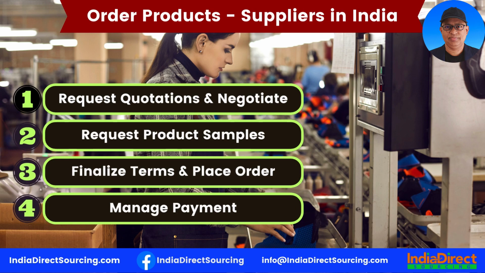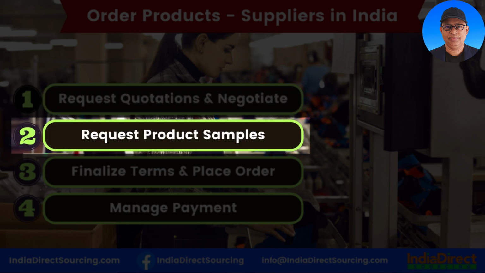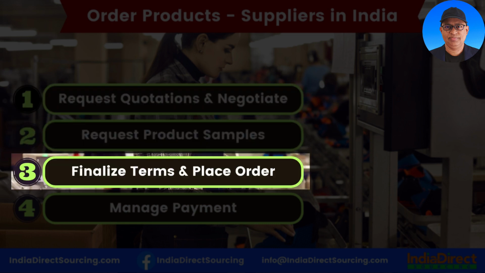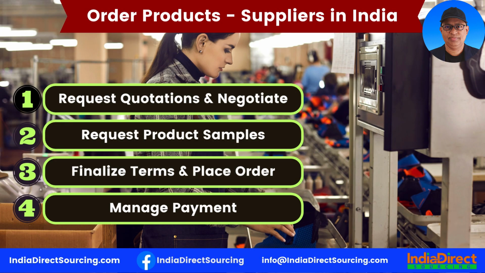Okay. After deciding a product to sell on Amazon, you should follow these steps to prepare for ordering products from suppliers in India before starting bulk manufacturing. Step number one is request quotation and negotiation. Number two is request product samples. Step three is finalize terms and place orders. And number four, the last step, is manage payments. Let's see these steps in detail one by one in the next slides.